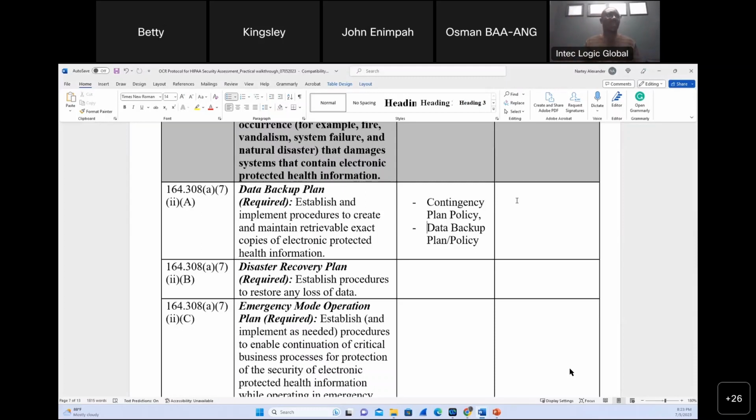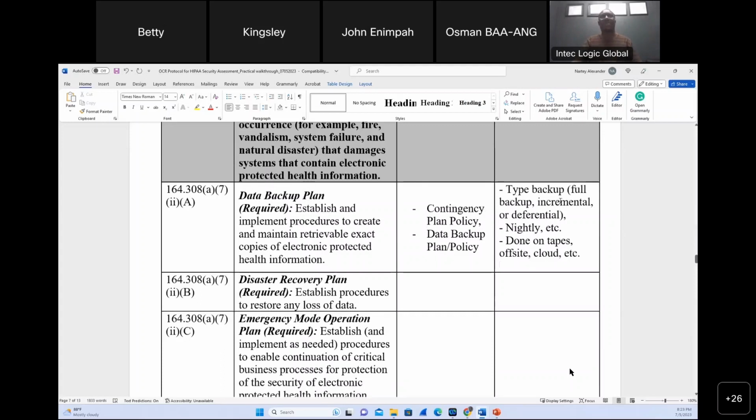You're all right. But this one is the backup plan, the plan that they have in place. It's not a backup process. The plan. So John is right. What type of backup plan do they have in place? Type of backup. Are they practicing full backup? Are they practicing incremental or differential? Is the backup done every night? Is it nightly or daily? And is the backup done on tapes, or offsite, like you guys talked about, or is it done on a cloud? You want to see something, right? Fenton, you want to add something?